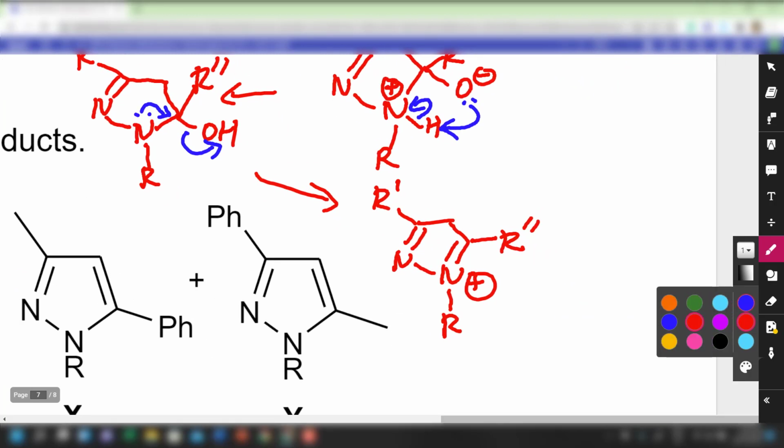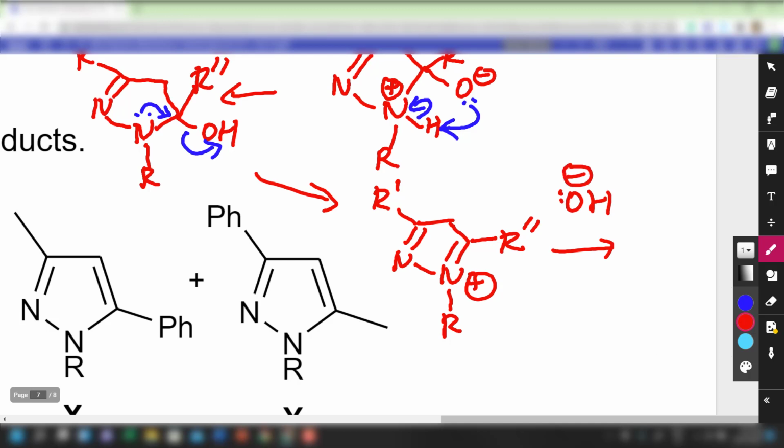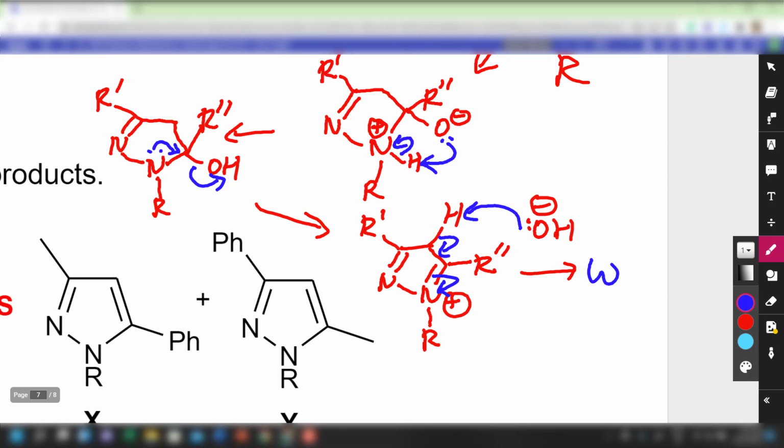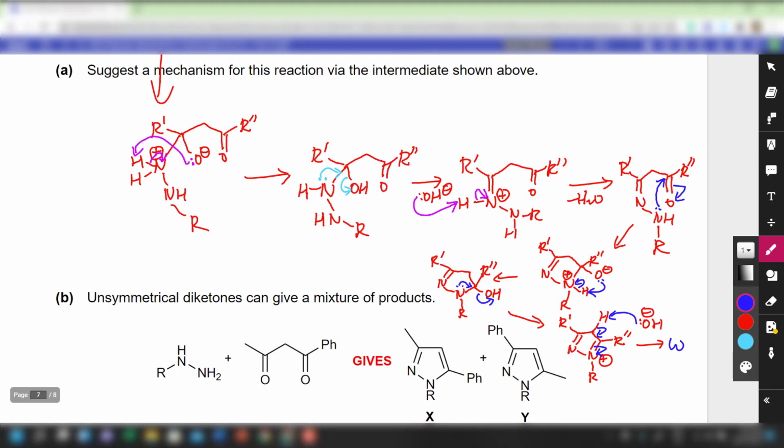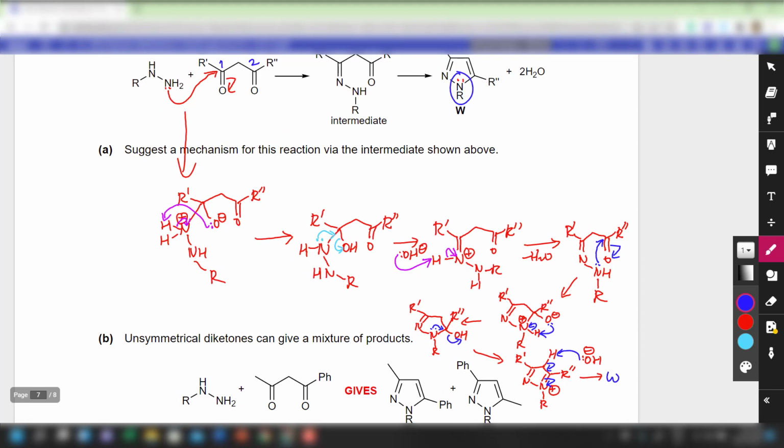Okay, and then what's going to happen next is that the OH minus, the OH minus that was lost, will then grab the proton here, because this proton is likely to be acidic, and I have an electron sink at the nitrogen bearing the positive charge. So what's going to happen is that you will grab this hydrogen, and then I will form the C=C double bond, and then now the pi bond will break towards the nitrogen to neutralize the charge, and that's how I end up with W.